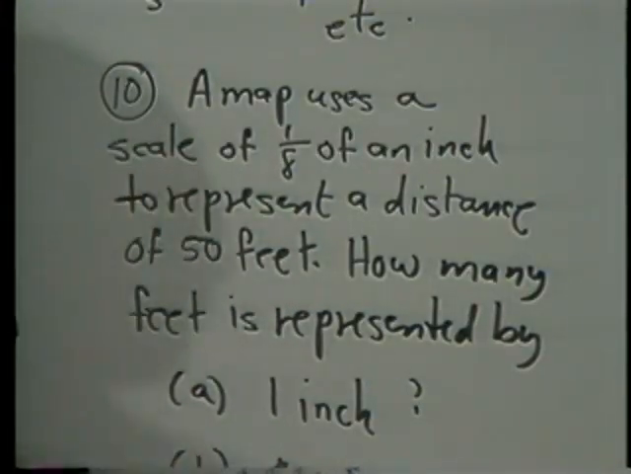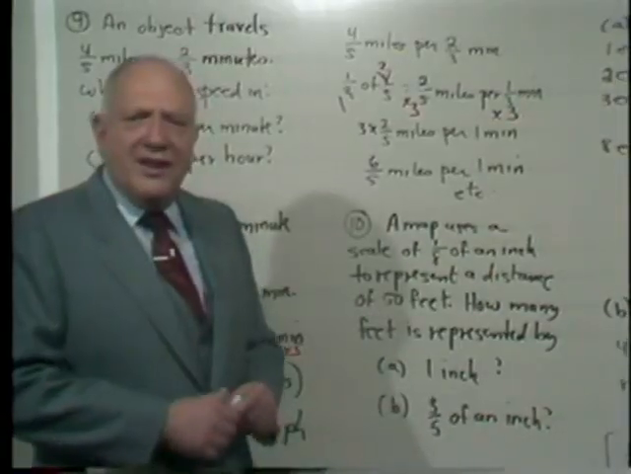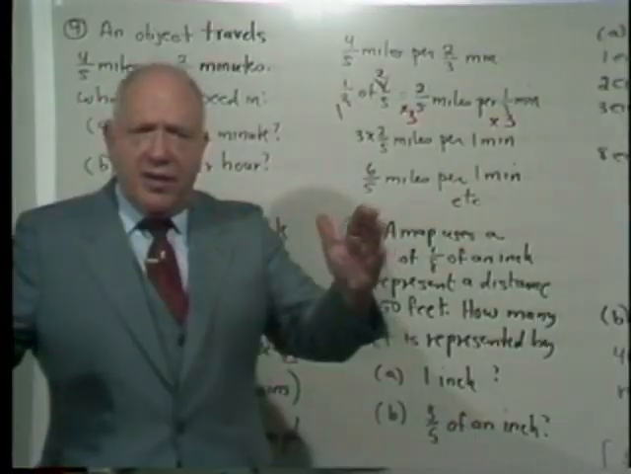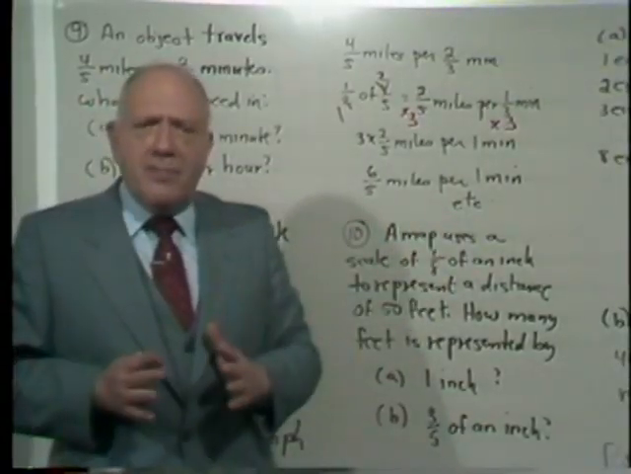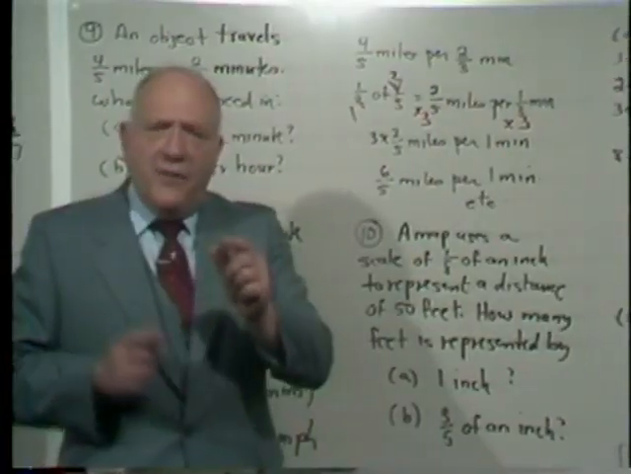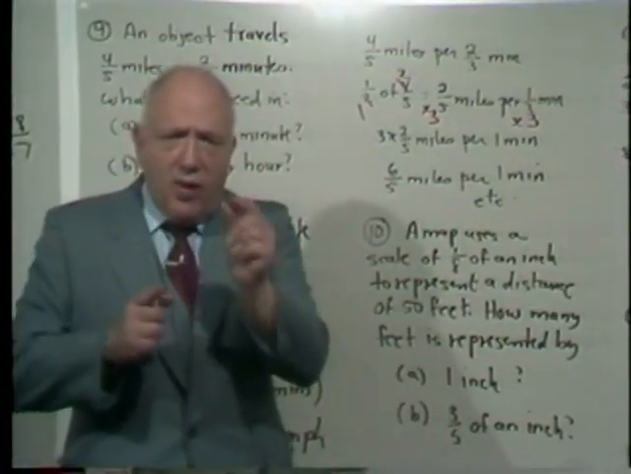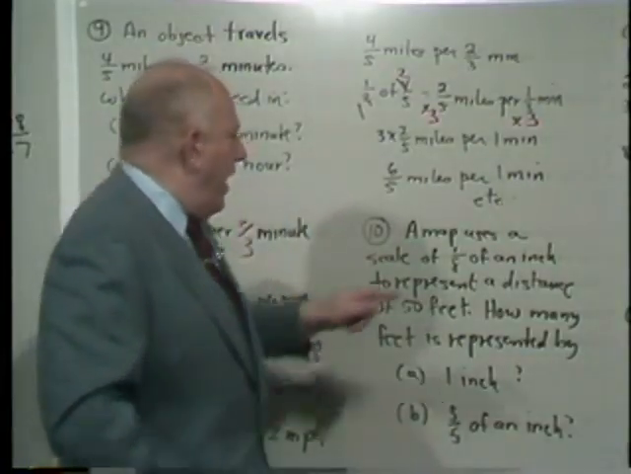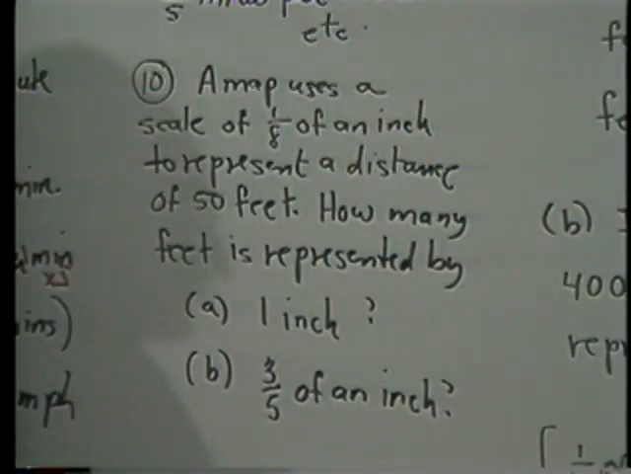Some people say, how can you do this? Aren't there 12 inches to a foot? That's only for a true length. What we're saying is, here's a distance, great big distance, we want to draw it on a piece of paper. So we say, okay, every 50 feet of true distance is going to be scaled down to 1/8 of an inch on our map. So every 1/8 of an inch represents 50 feet.